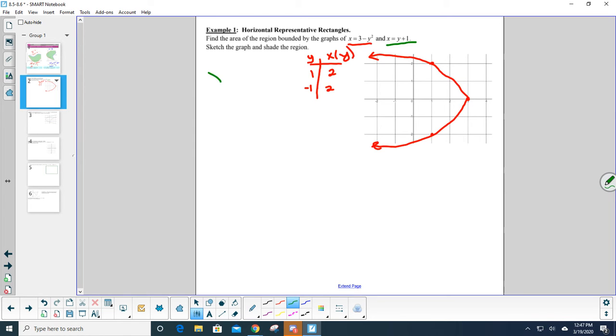Now we're going to look at x equals y plus 1. This is just a line, so it doesn't matter. I can go ahead and do that to it. Come down here to negative 1, over 1, up 1, over 1, up 1, down 1, over 1, down 1, over 1. And I will go ahead and connect those lines.